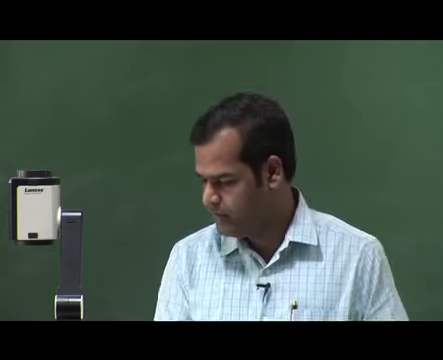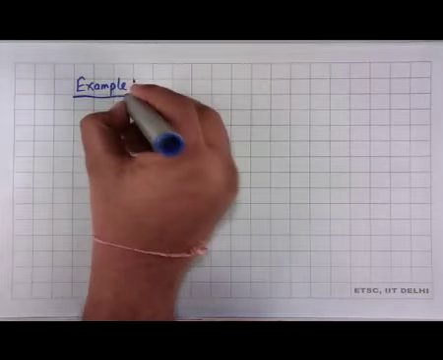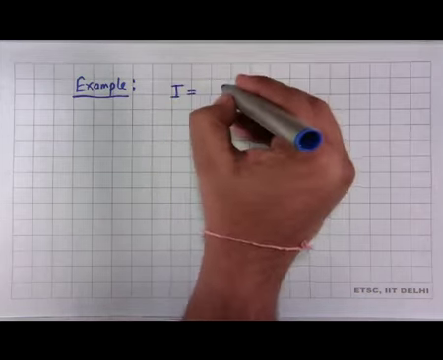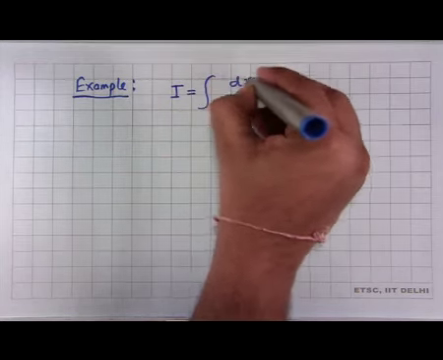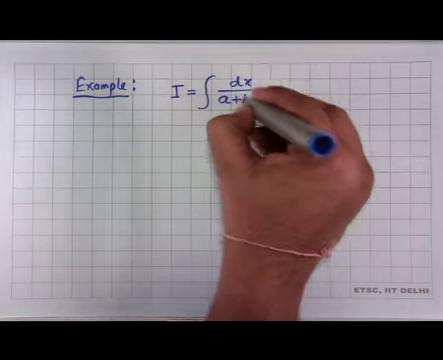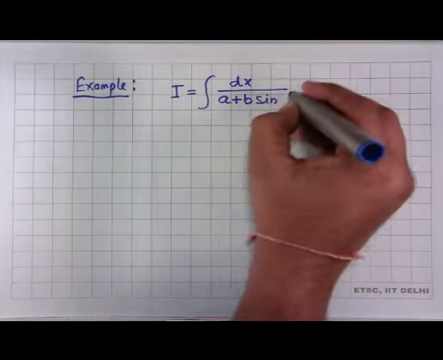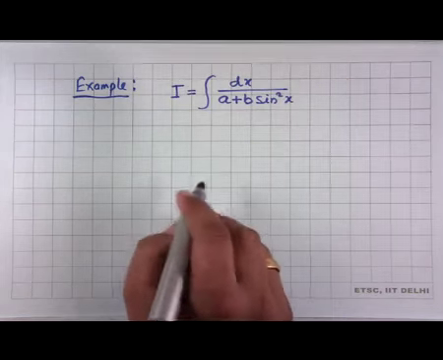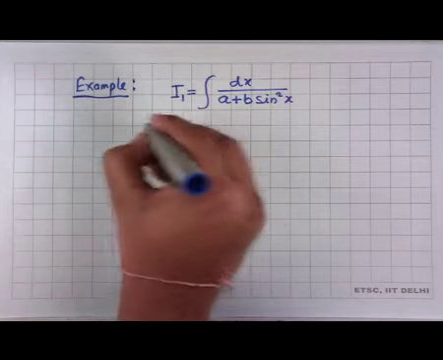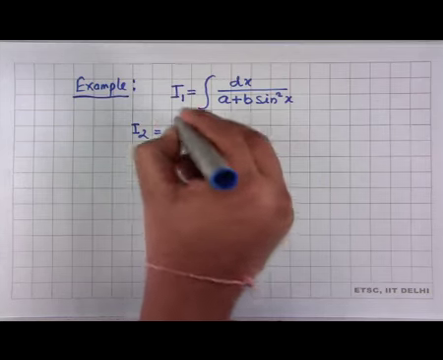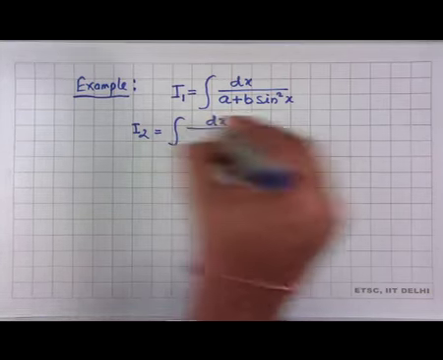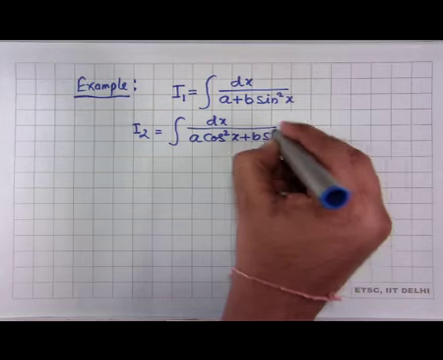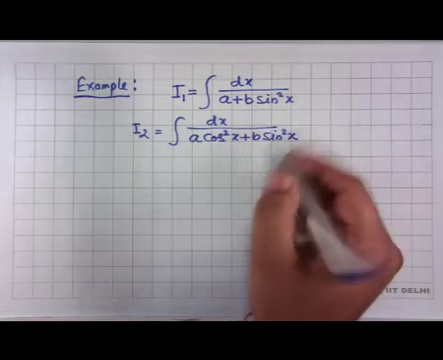We shall further look at some more examples, certain other classes of examples. Suppose that we have to evaluate the integral of the kind dx over a plus b sine squared x. Or for that matter, let me call it I1: evaluate the integral dx over a cos square x plus b sine squared x, where a and b are some constants which are suitably chosen.